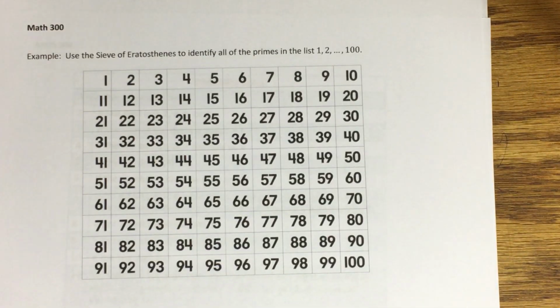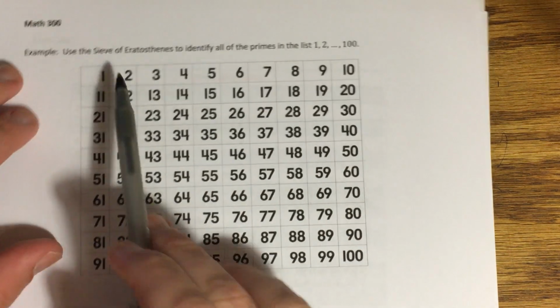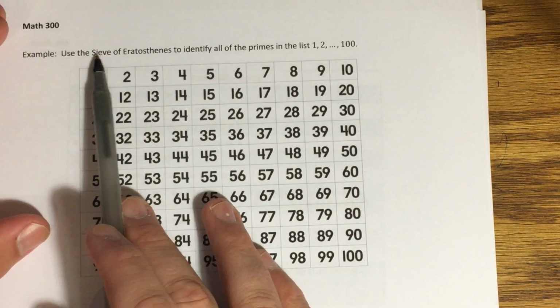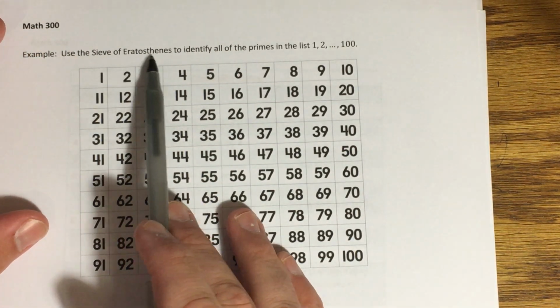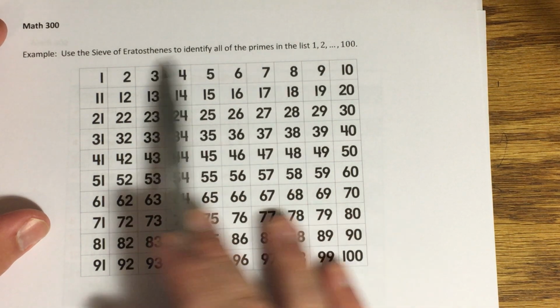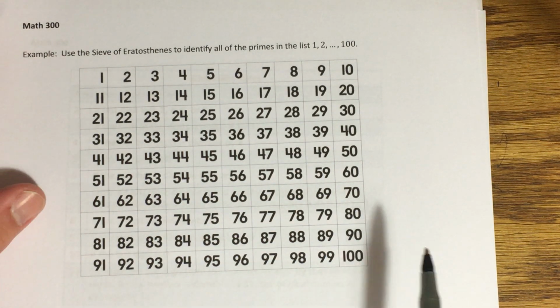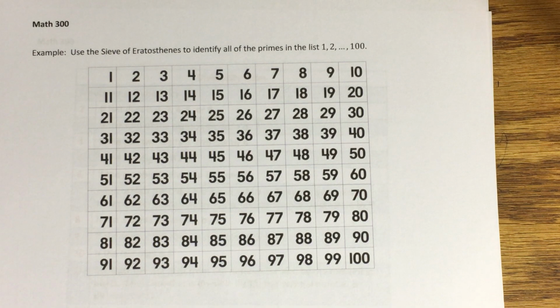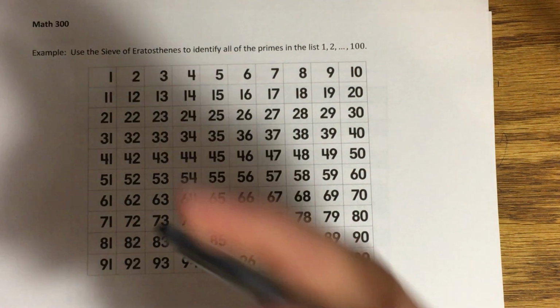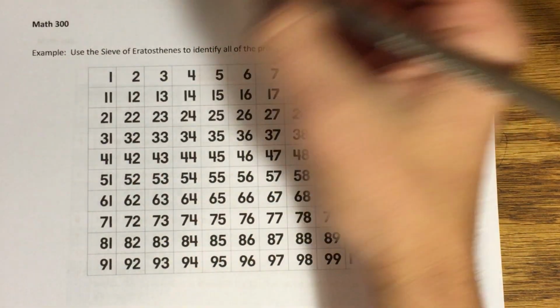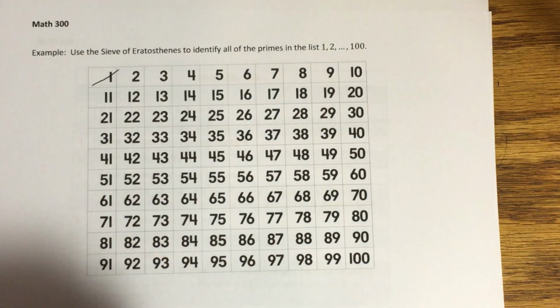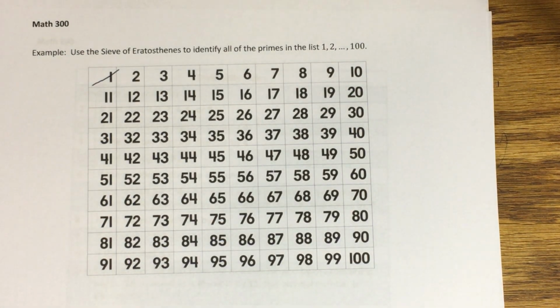So right up here, okay. What we'd like to do is use this technique that we're going to illustrate here called the Sieve of Eratosthenes to identify all of the prime numbers from 1 to 100. Now, what we're going to do is start by just crossing off numbers that are not prime. And based on the discussion that we just had, the number 1 is not a prime number.